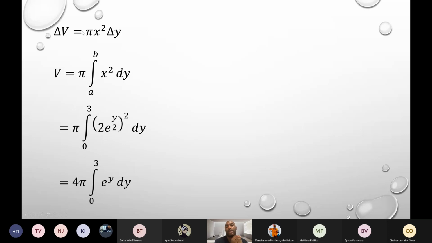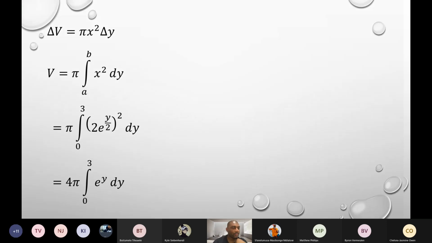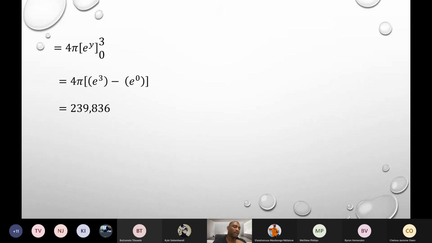V is pi x squared delta y. If the limits are in the y-axis, it is also rotating about the y-axis. Okay, limits are in the y, it's rotating about the y-axis. That's what you use. Because remember for volume, two factors: where are the limits, where is it rotating? So you can see from the formula at the bottom, the last line, we have 4 pi integral of e to the power y. Then if I integrate that, I get my answer for volume. Okay, next.